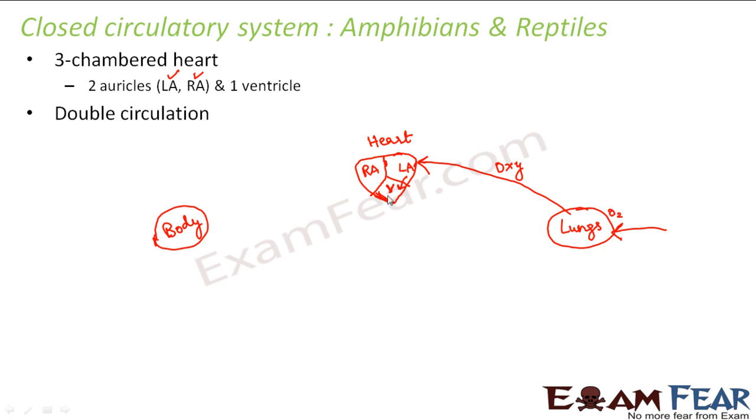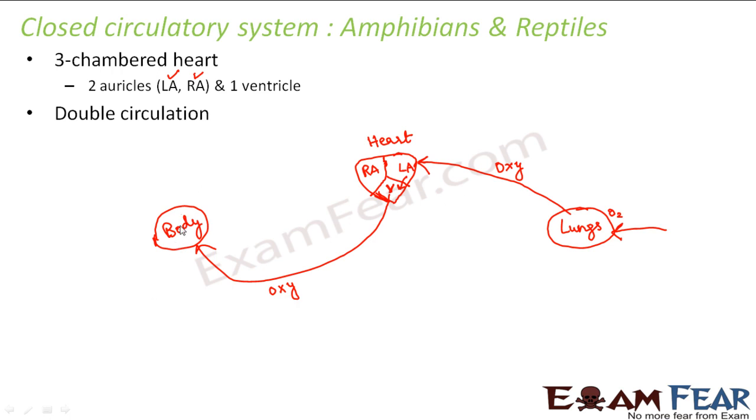What will the ventricle do? The ventricle will send the oxygenated blood to the different parts of the body. So the oxygenated blood comes from lungs to the heart, and from heart it goes to the body. But in case of fishes, we saw that the oxygenated blood directly came from gills and it directly went to different body parts. But here it will come via heart.